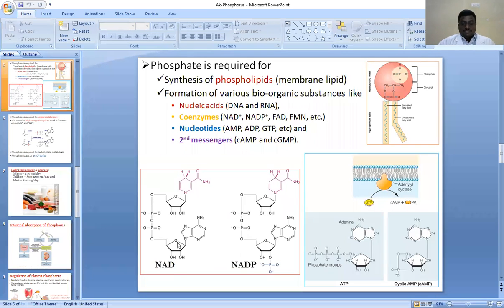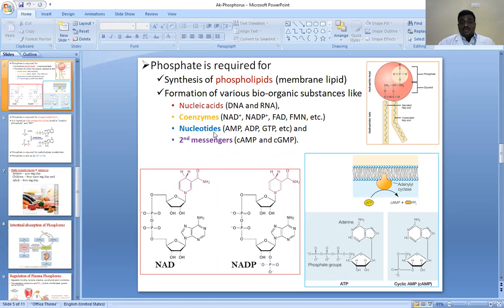Next one is coenzymes. So here, for example, NAD, nicotinamide adenine dinucleotide, and nicotinamide adenine dinucleotide phosphate. Here, NAD contains two phosphate ions combined with the two ribose sugars. In the NADP, it has an extra phosphate at a ribose sugar. One ribose sugar has one extra phosphate ion. This is about coenzymes.